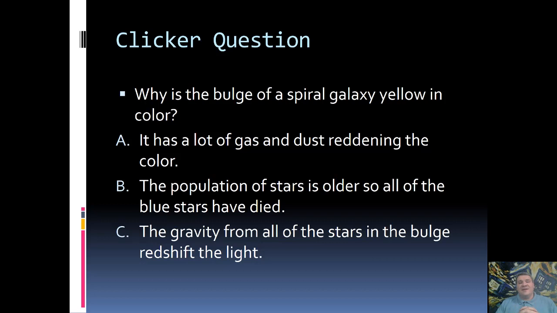Here is our second lecture quiz question. Why is the bulge of a spiral galaxy yellow in color? A. It has a lot of gas and dust, reddening the color. B. The population of stars is older, so all of the blue stars have died out. Or C. The gravity from all of the stars in the bulge has redshifted the light. Go ahead and think about it, and we'll discuss in just a bit.